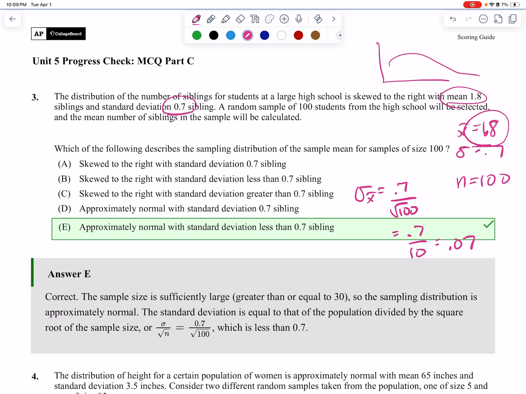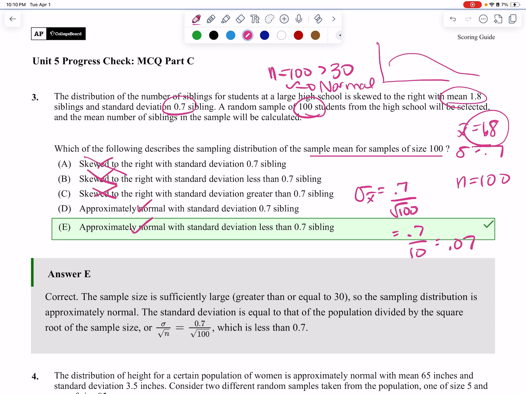It says, which of the following describes the sampling distribution for the sample mean and a sample size of 100? Okay, so this is skewed to the right. Oh, yeah, sorry, I just had to read this. The size is 100, and that's greater than 30. So we know immediately that means it's approximately normal. Remember, because of the central limit theorem. So we know all those are not right.